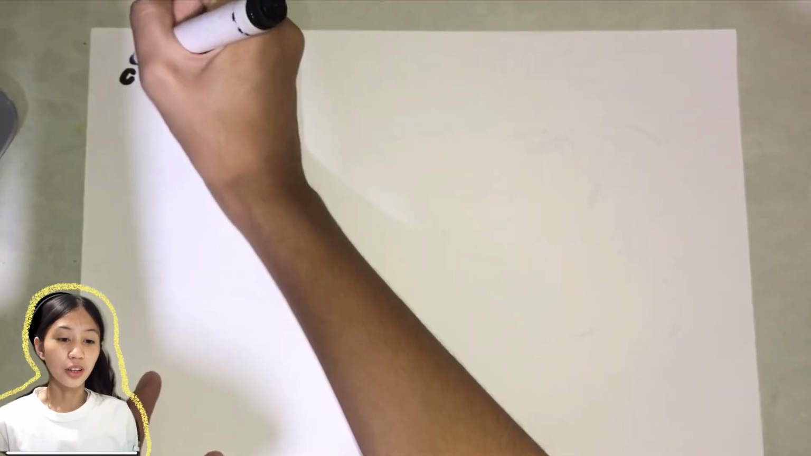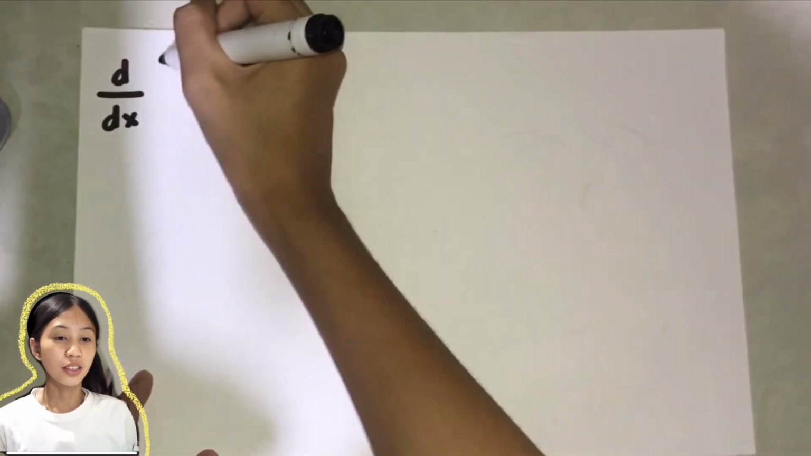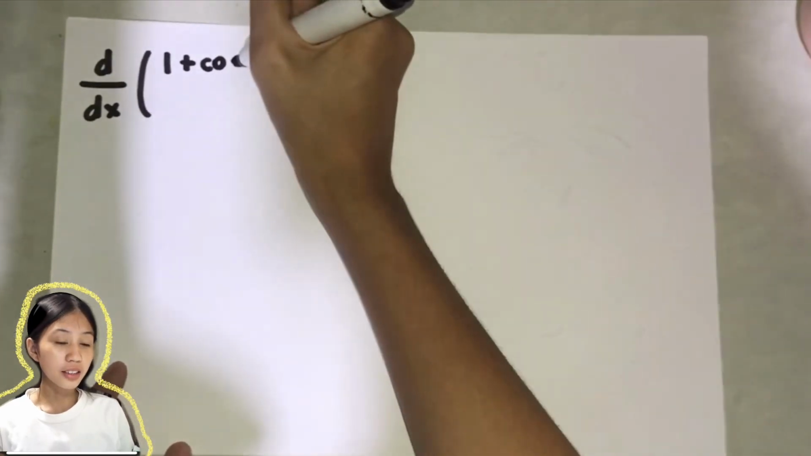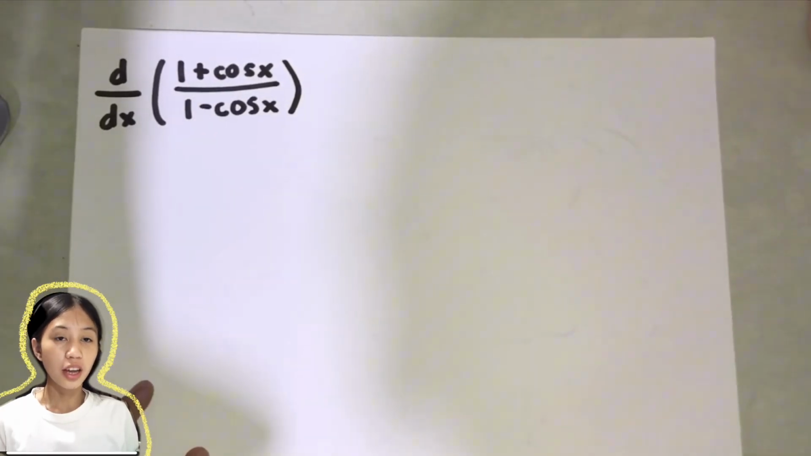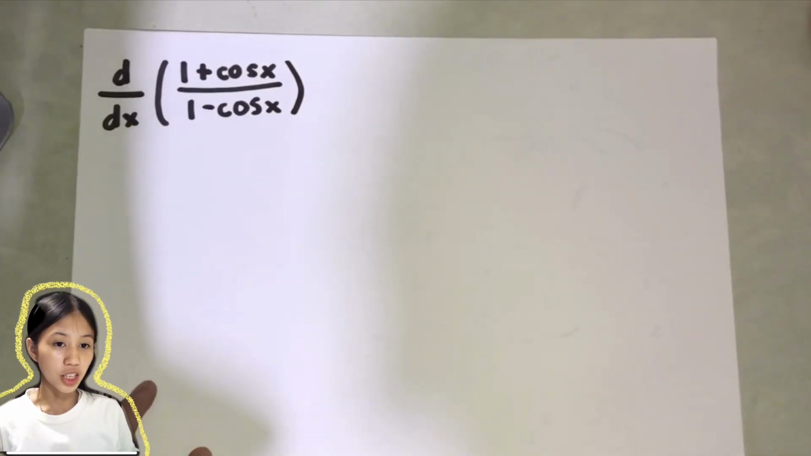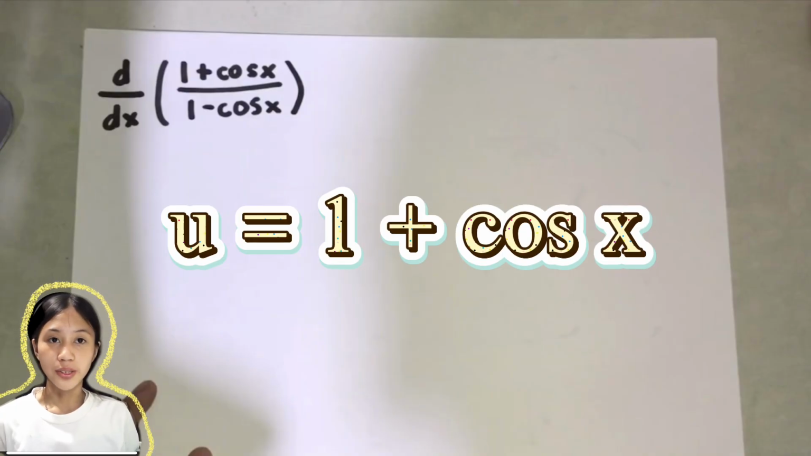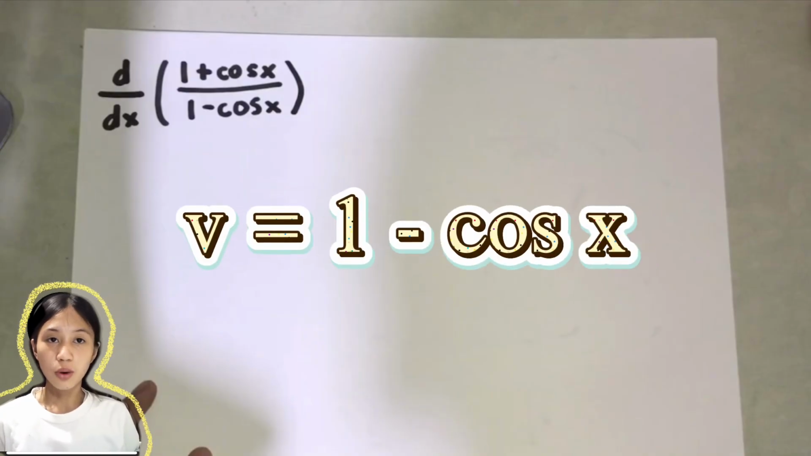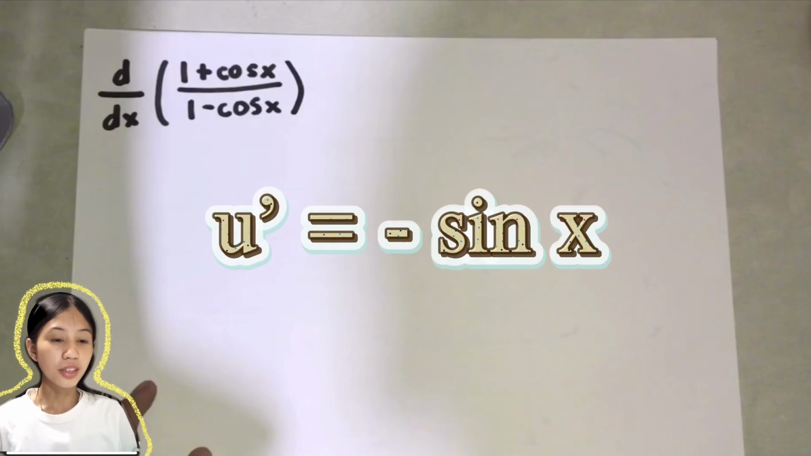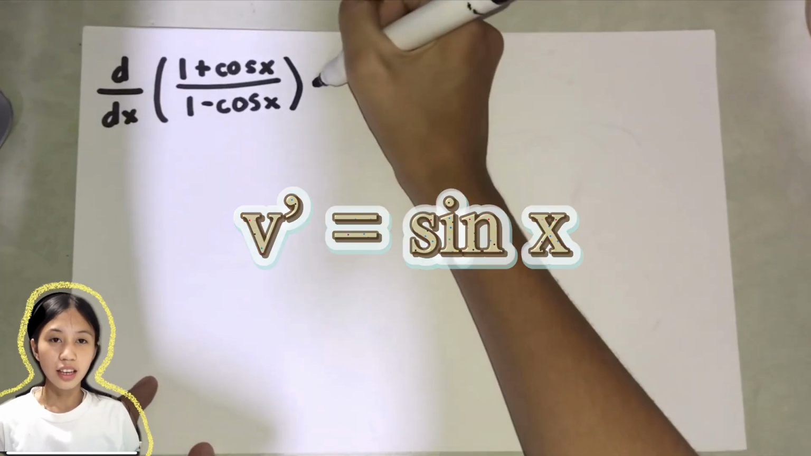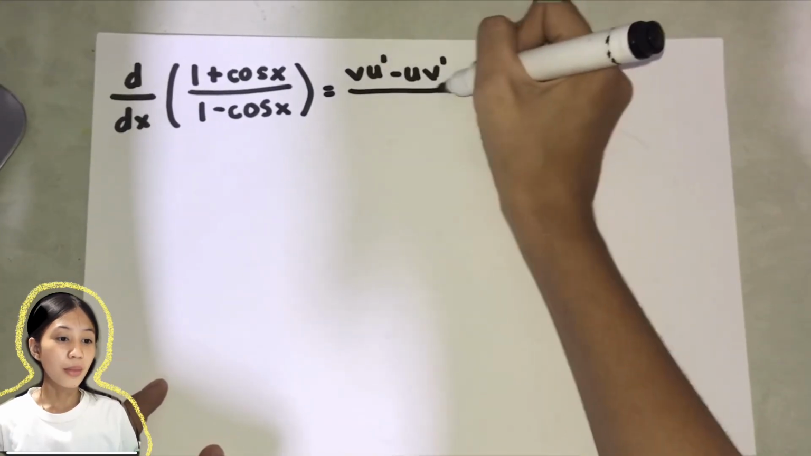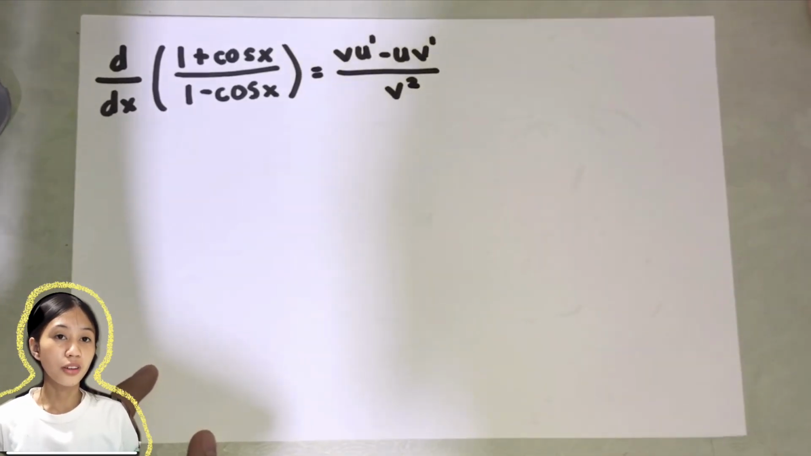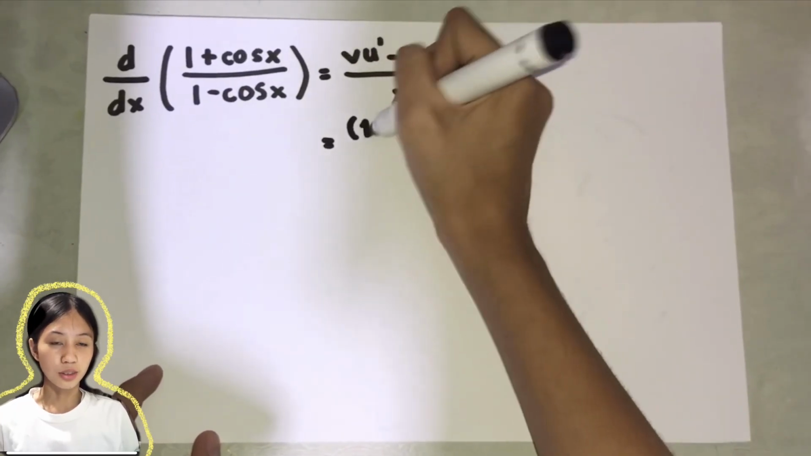Now, let's proceed to another equation. Given y equals 1 plus cosine x over 1 minus cosine x, we will use the quotient rule and express the derivatives using prime notation. Let u equal 1 plus cosine x and v equal 1 minus cosine x. Then u prime is negative sine x and v prime is positive sine x. Applying the quotient rule, the derivative is v times u prime minus u times v prime over v squared. Now, let's substitute it.